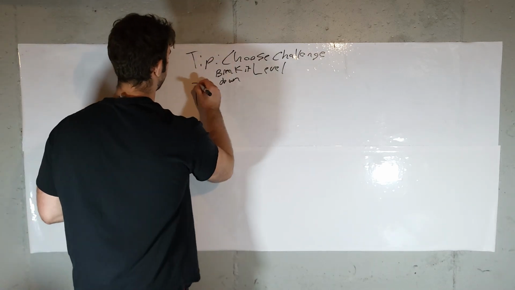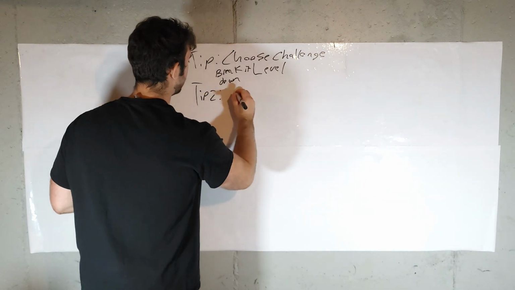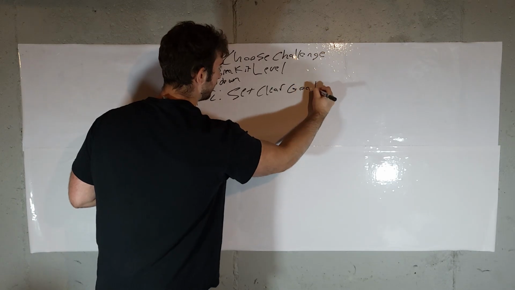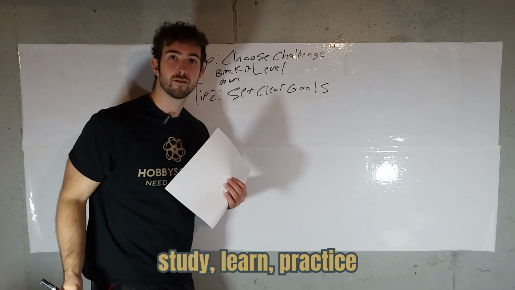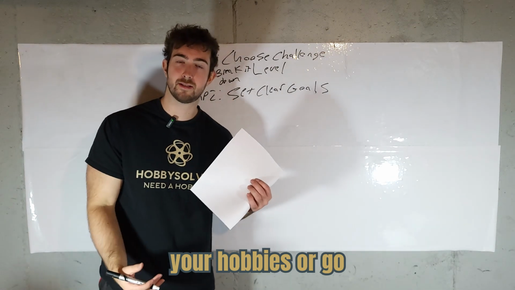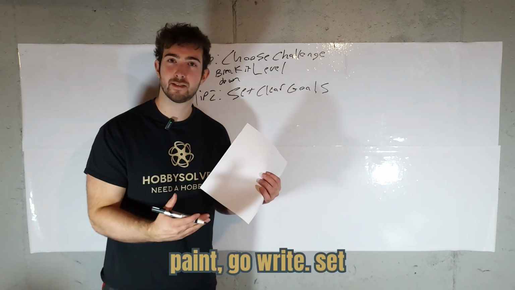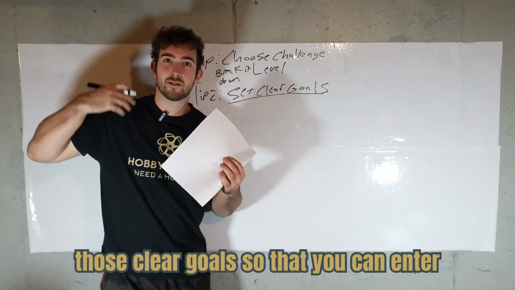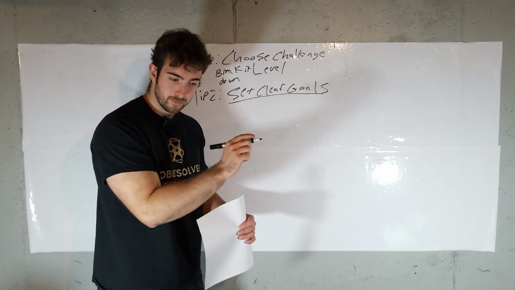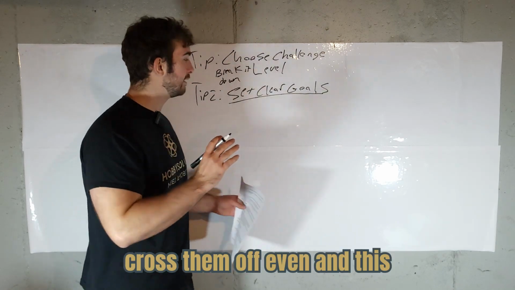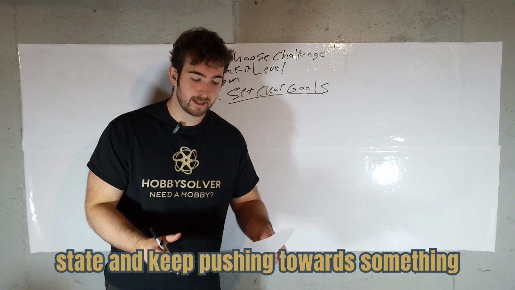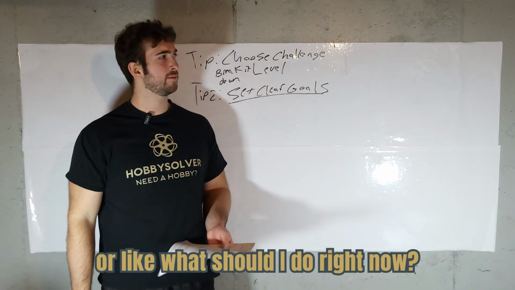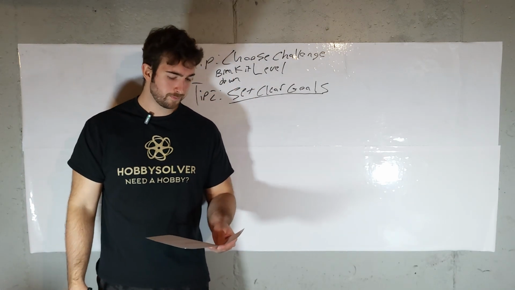Next tip is set clear goals when you're going to study, learn, practice your hobbies, or go paint, go write. Set those clear goals so that you can enter this flow state, write them down, cross them off even. And this allows you just to keep in that state and keep pushing towards something so that you don't get those ups and downs or like, what should I do right now?